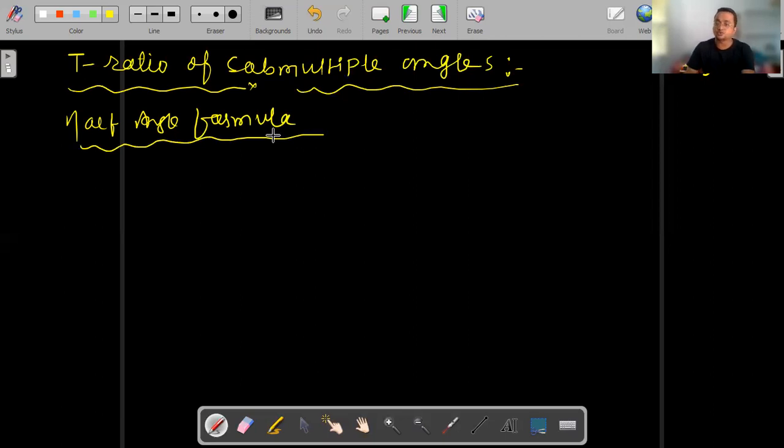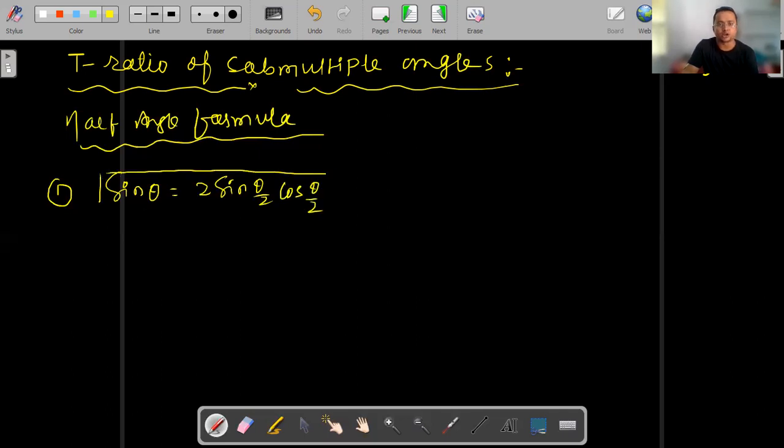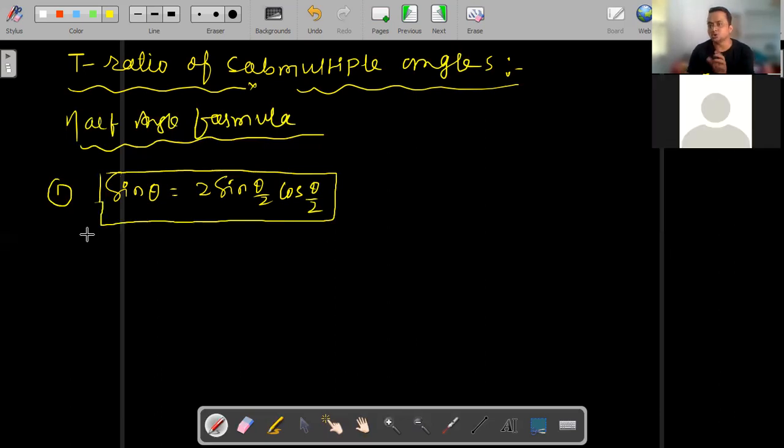So first, what is that? The first formula is sine theta, not sine 2 theta, sine theta. Sine theta is equal to 2 sine theta by 2 and cos theta by 2. That is the first formula of sub-multiple angles. And now see how it has come. We will prove it also.